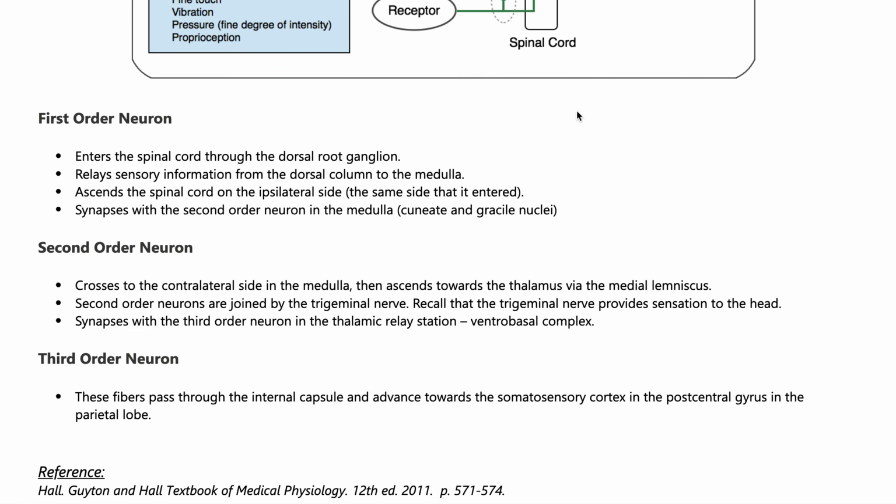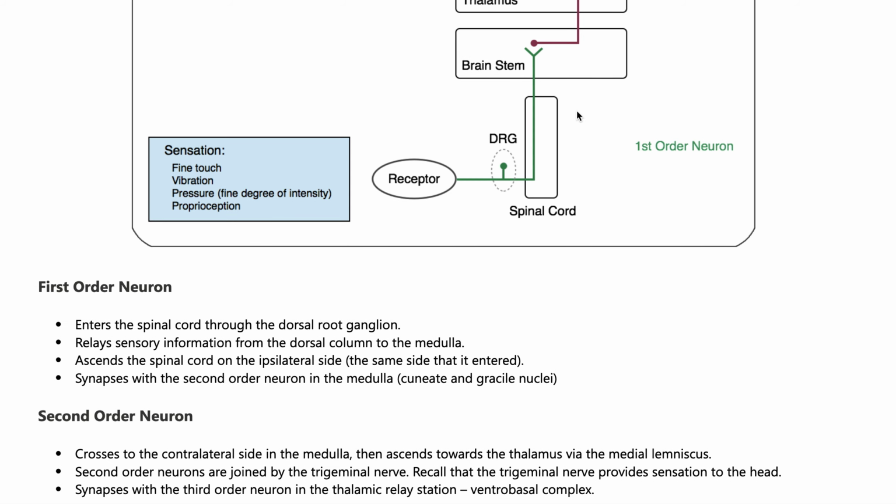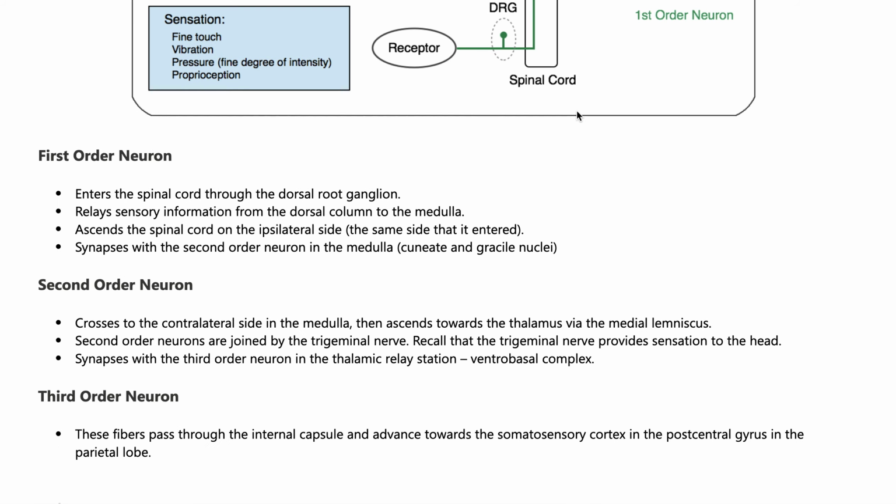Moving on, we're going to discuss in more detail the first-order neuron. It enters the spinal cord through the dorsal root ganglion. It relays sensory information from the dorsal column to the medulla and ascends the spinal cord on the ipsilateral side, meaning the same side that it entered. It synapses with the second-order neuron in the medulla, specifically the cuneate and gracile nuclei.